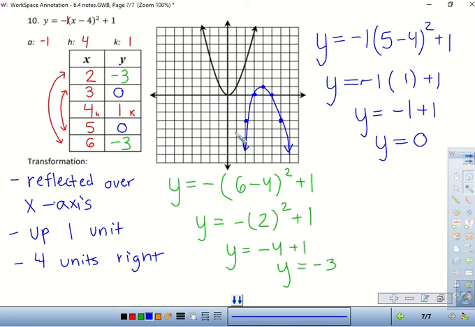So basically what happened was they flipped it over. I'm going to do like a ghost drawing, so don't ignore these other two. I'm going to flip this over this axis. That's the first thing that happened to it.